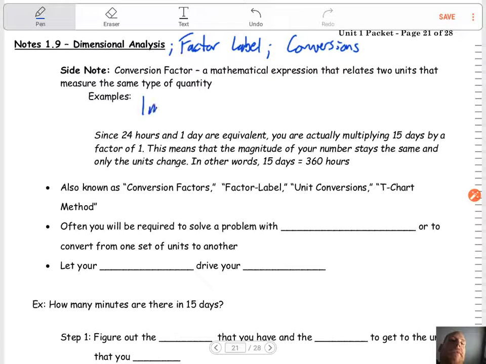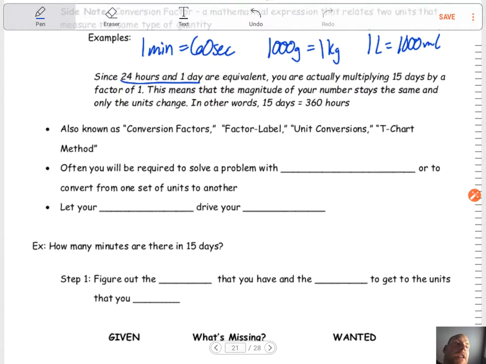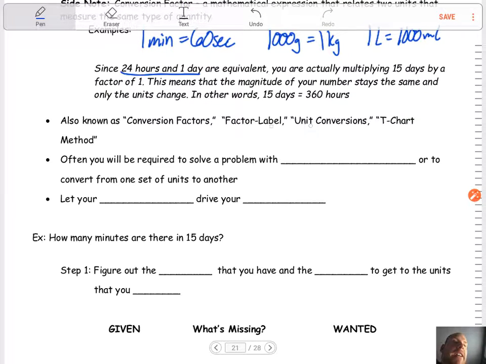So something that you would be familiar with is like 1 minute equals 60 seconds. 2 different numbers, 2 different units, but you know they're the same thing. Or we could say that 1,000 grams equals 1 kilogram. Or we could also say like 1 liter equals 1,000 milliliters. Maybe you can think of other ones like 24 hours in a day are equivalent, so they're the same thing. Like I said, these are also known as conversion factors, factor label, unit conversions.